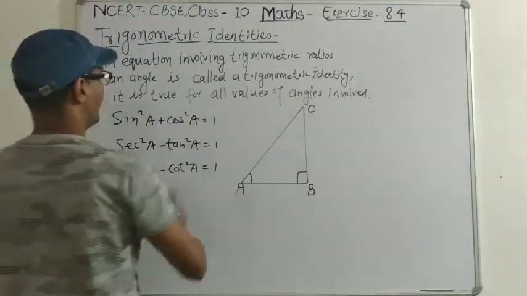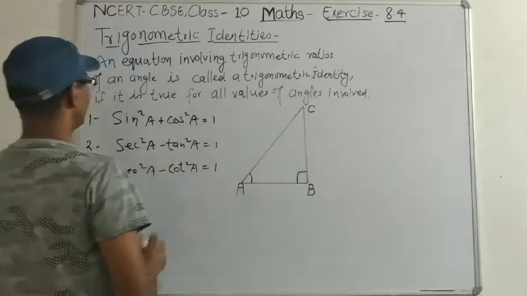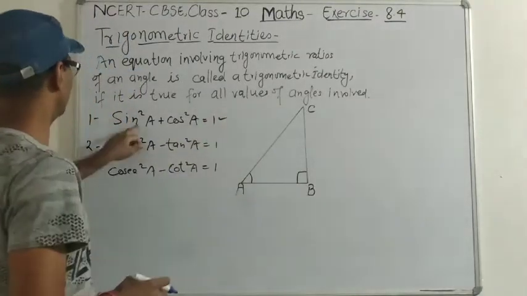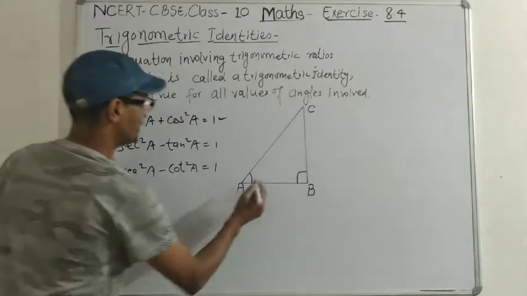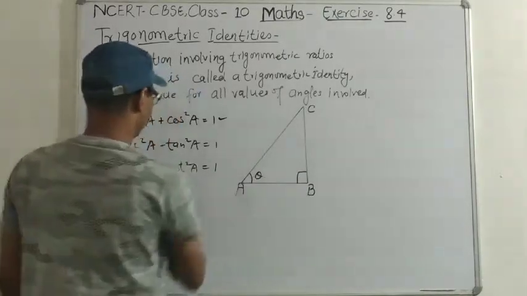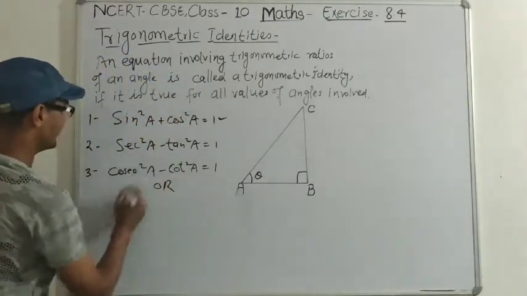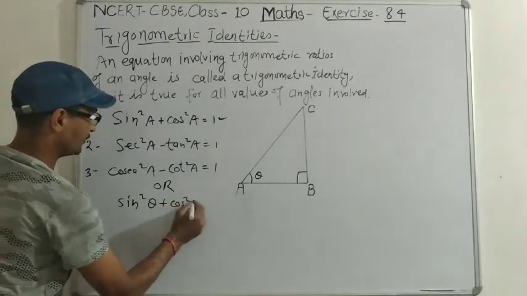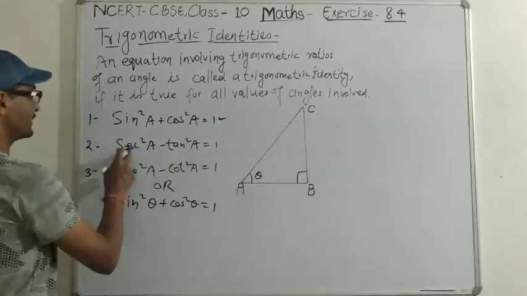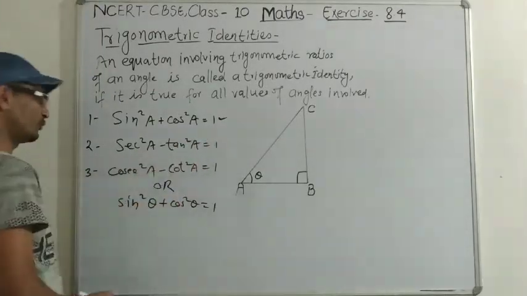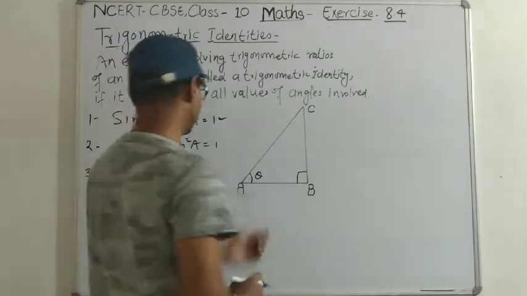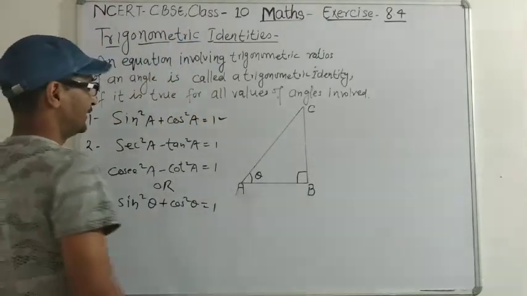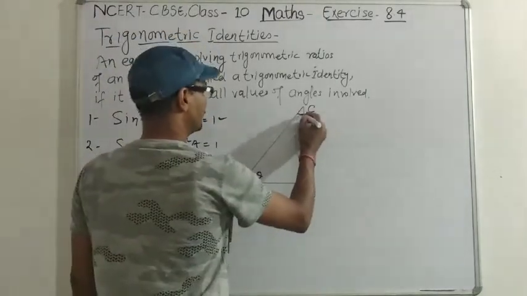So how do we prove these? There are three identities. First we are taking this one. If the angle is theta, we can write sin square theta plus cos square theta equal to 1, and sec square theta minus tan square theta equal to 1. That means the angle may be anything: theta, phi, A, B, or any other. The two angles are acute.